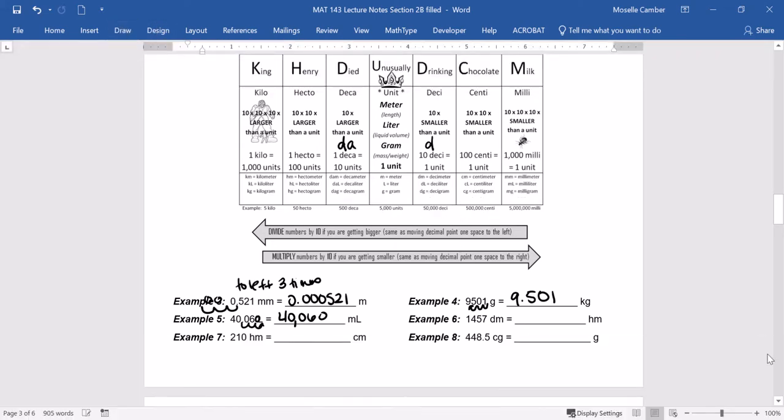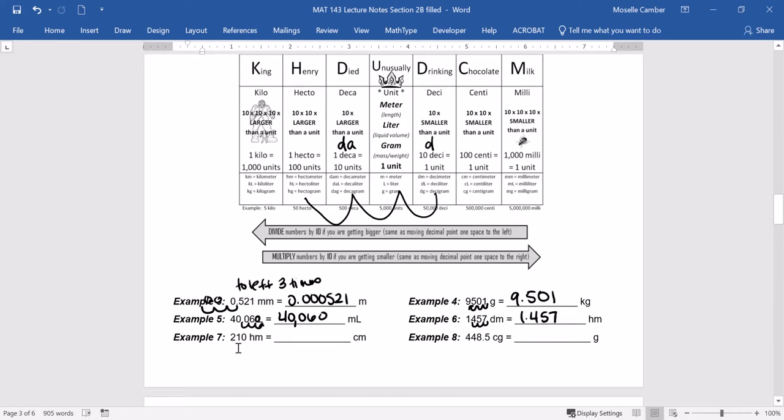Okay, example 6. 1457. Now this is a D, but there's no A in there, which means it's going to be deci. So it's decimeter, and we're going to go to hectometer. So we go from deca to hecto. So again, 3 to the left. I'm going to go 1, 2, 3 to get 1.457 hectometers.